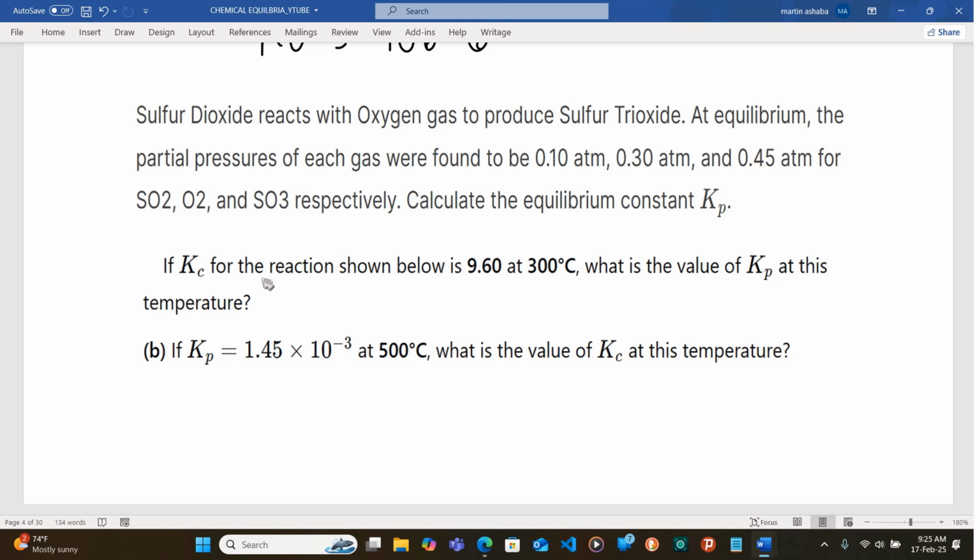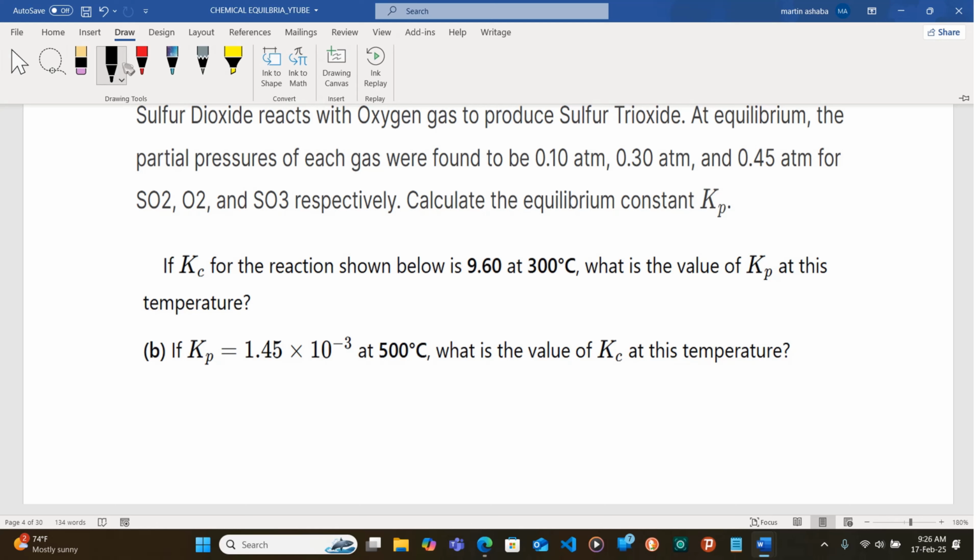If Kc, or equilibrium constant in terms of concentration for the reaction shown below, is 9.60 at 300 degrees Celsius, what is the value of Kp at this temperature? If Kp is equal to 1.45 times 10 to the power negative 3 at 500 degrees Celsius, what is the value of Kc at this temperature? So this is the problem that has been given to us.